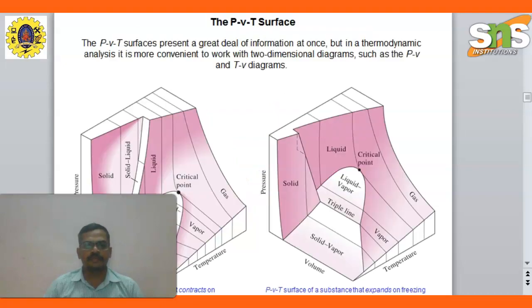Next one is PvT surfaces. The pressure, volume, temperature surface presents a great deal of information at once, but in thermodynamic analysis it is more convenient to work with two-dimensional diagrams such as the PV and TS diagrams. As shown in this 3D view: pressure, solid state, liquid, critical point, the vapor, liquid line, triple line, solid vapor, horizontal volume, the temperature and the pressure.